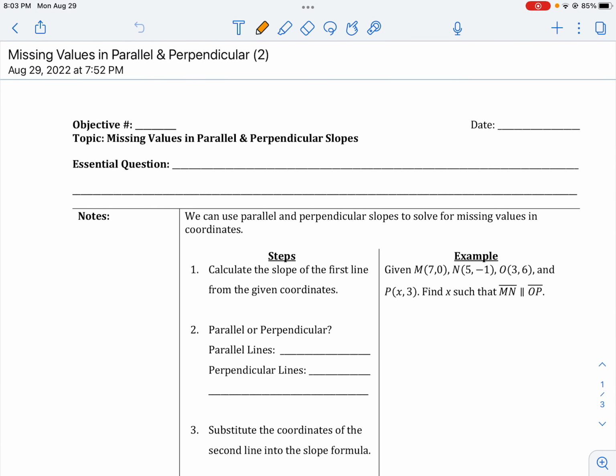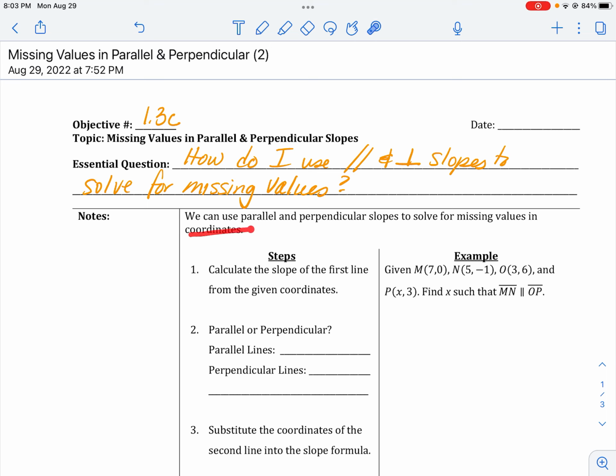This is how to find the missing values in parallel and perpendicular slopes. So this is 1.3c, and our essential question is, how do I use parallel and perpendicular slopes to solve for missing values? We can use parallel and perpendicular slopes to solve for missing values and coordinates. So I'm going to give you part of the coordinates, but you're not going to have the whole thing, and that's what we're going to do.